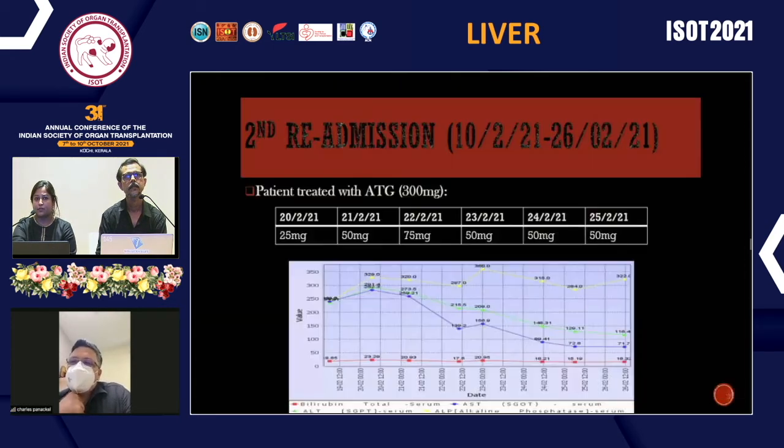And at this point, the patient received ATG. He received a dose of 300 mg over 6 days. So after ATG therapy, he did have some decrease in his bilirubin. And for the first time, if you see this, the red line shows that it's come down to about a level of 15. And symptomatically also, he did have some improvement.